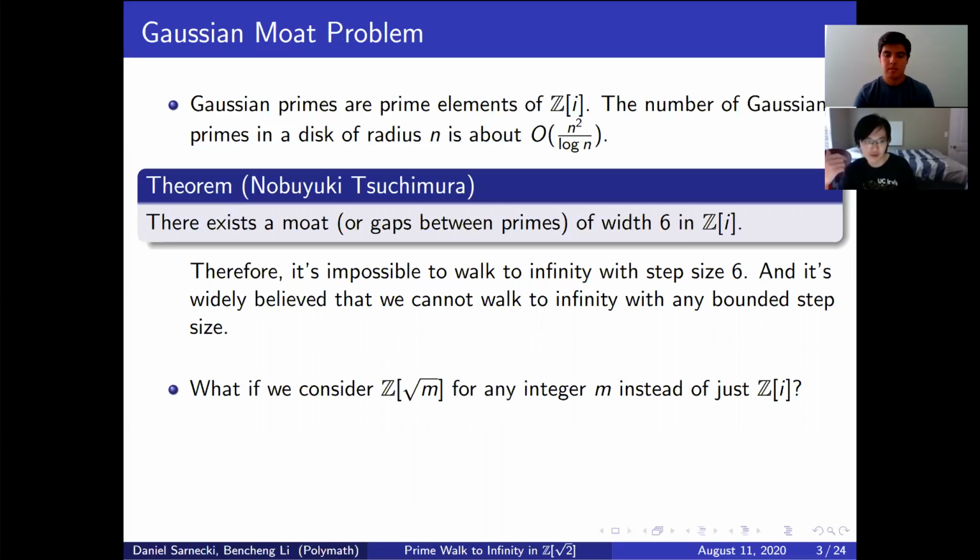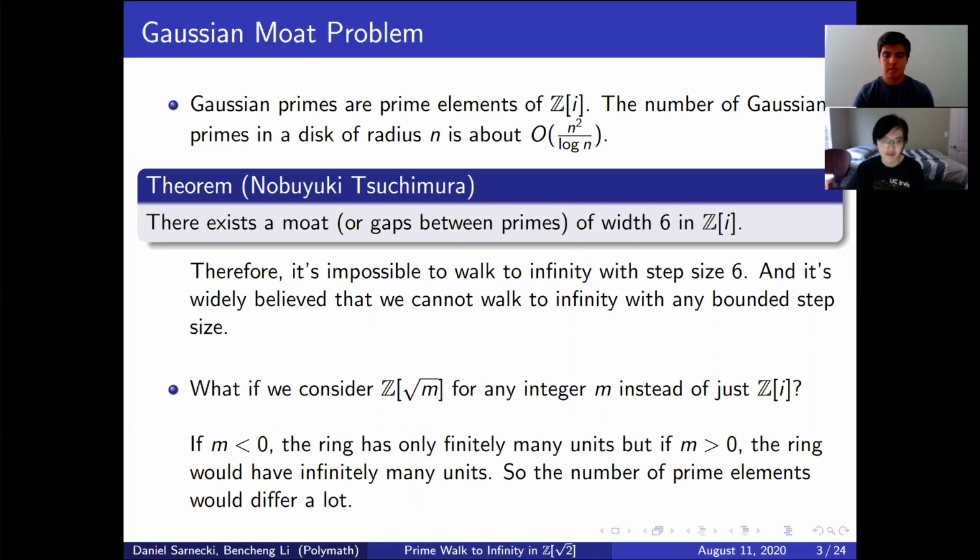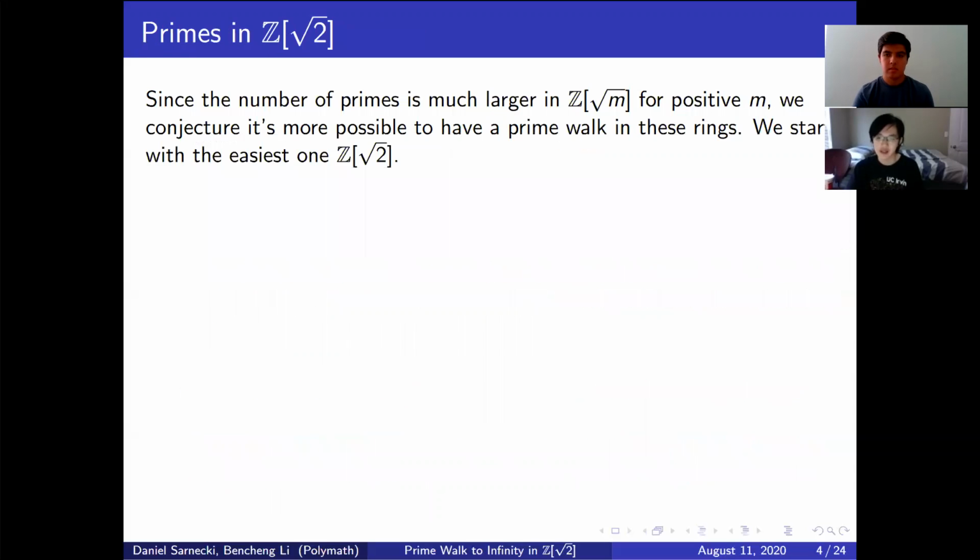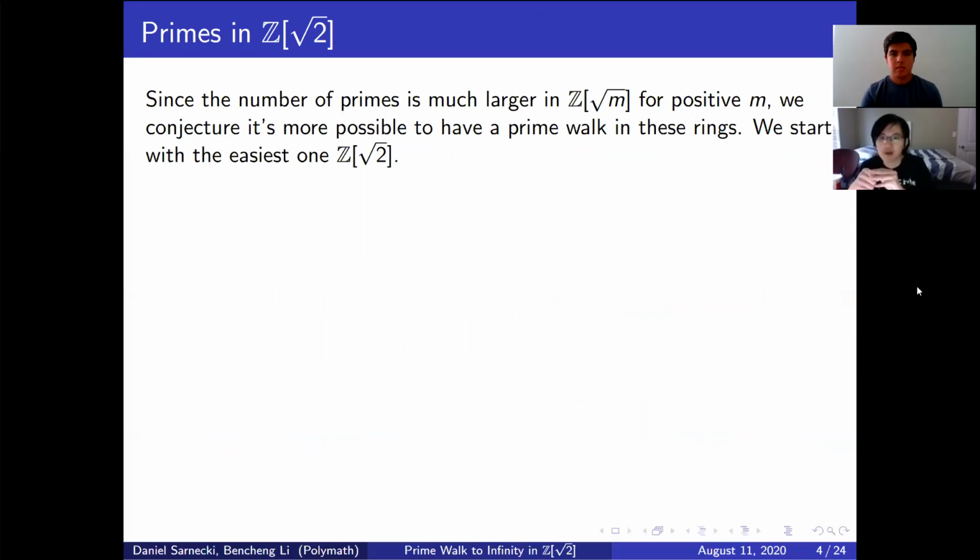So we started to think, if we can't make it in Z[i], can we do it in Z[√n] for any integer n? A simple observation would be that for negative n, the ring has only finitely many units, like Z[i]. But if n is positive, then the ring has infinitely many units, just like the case in Z[√2], where any power of 1 plus root 2 is a unit. So the number of prime elements would differ a lot, since any prime element multiplied by a unit is also prime. Because the number of primes is much larger for positive n, we conjecture that it's more possible to have a prime walk in these positive quadratic integer rings.